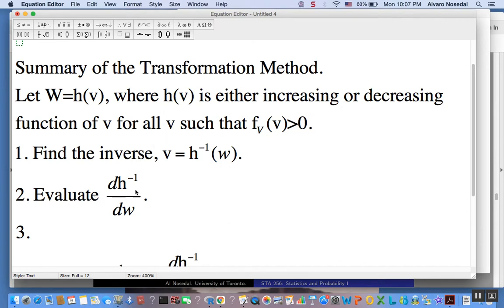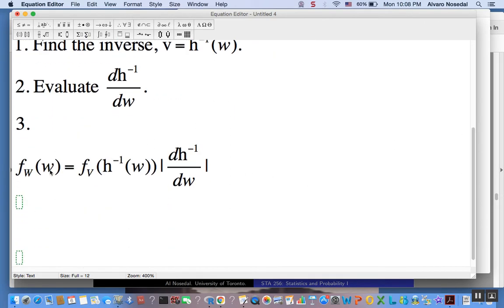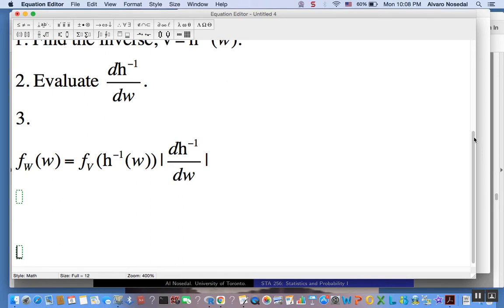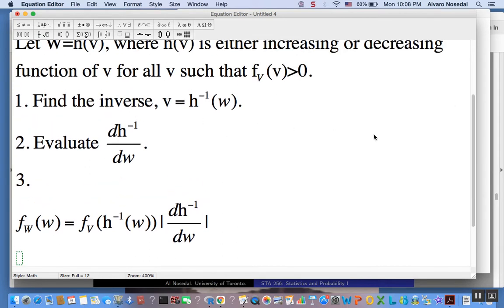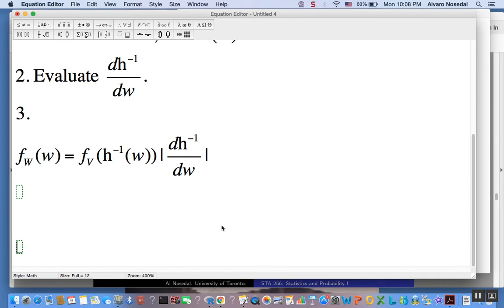Step number 2, we have to find the derivative of the inverse. Step number 3, we will find the PDF of w like this. We evaluate the PDF of the original random variable, in this case v, at the inverse, and then we multiply by the absolute value of this derivative we found on the previous step. Make sense? Okay, so let's do that. Let's do step 1. Find the inverse.